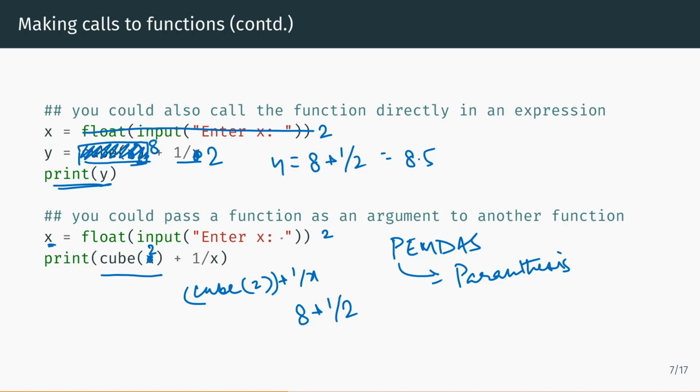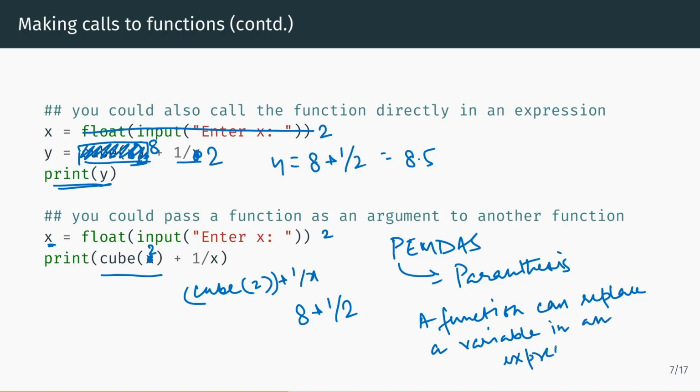So you can pass a function as an argument to another function as well. A function can replace a variable in an expression. Let me write that down. A function can replace a variable in an expression, which means anywhere where you use a variable, you can use a function instead.